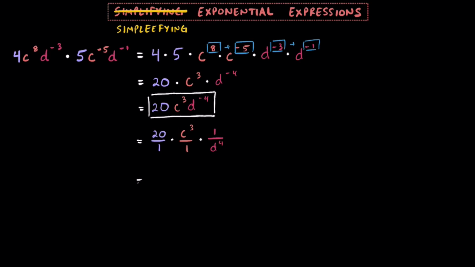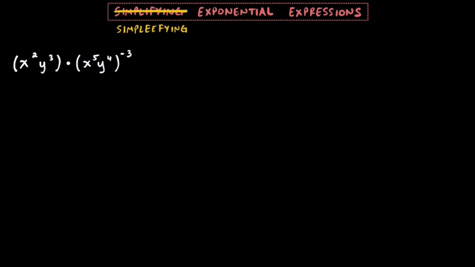Okay, if we multiply these now, on top we're going to have this 20c to the 3rd power in the numerator, and in the denominator we're going to have this d to the 4th power, so that's going to stay down there. So if you wanted to rewrite this expression using no negative exponents and fraction bars are okay, then this would be it. Here's a fifth example.